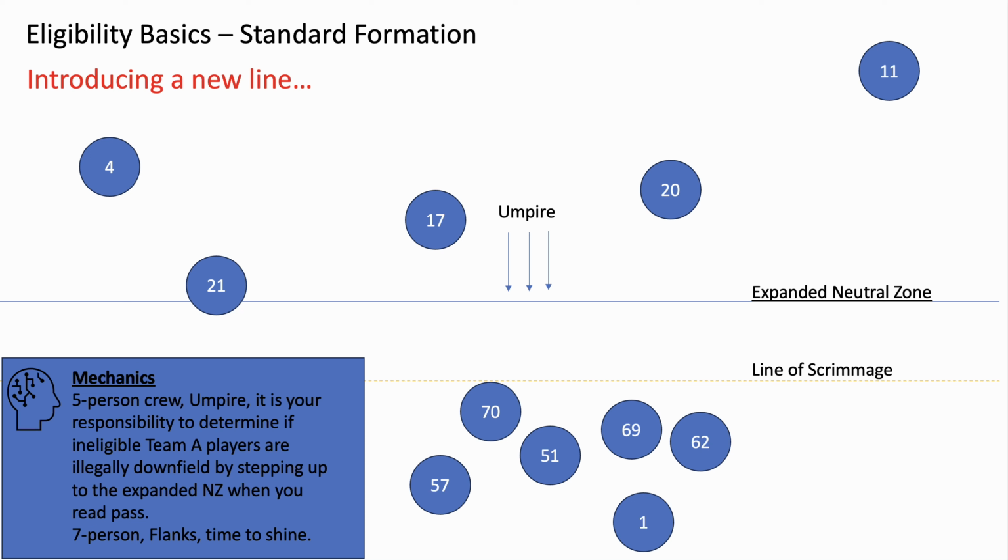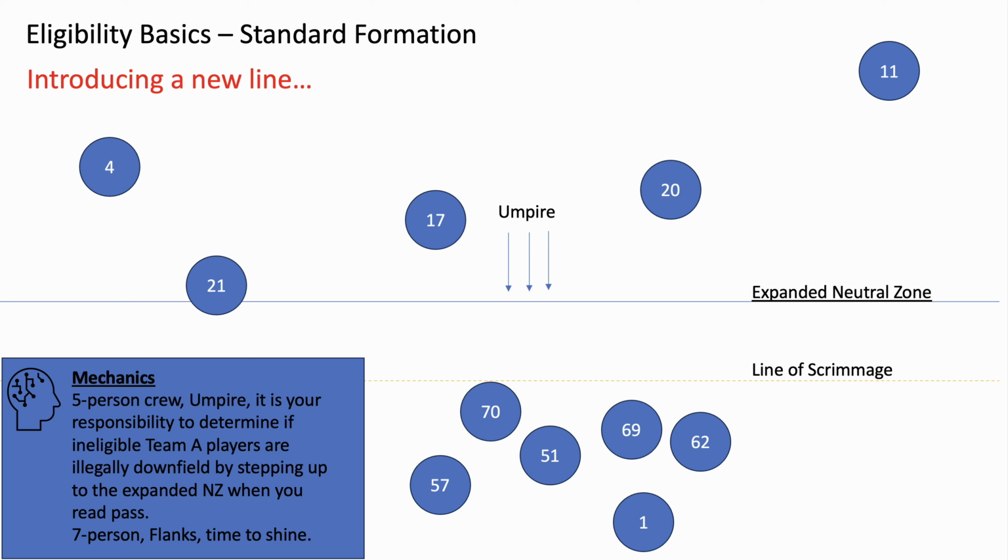What we want to do mechanics-wise is, in a 5-person crew, we want to see the umpire step up closer to the expanded neutral zone to determine whether or not any of those ineligible linemen cross the expanded neutral zone before a legal forward pass is thrown. So umpire, it's not necessary for you to get exactly at the expanded neutral zone, but umpires, it is your responsibility to know that expanded neutral zone. Talk about it during your pre-snap in your own mind.